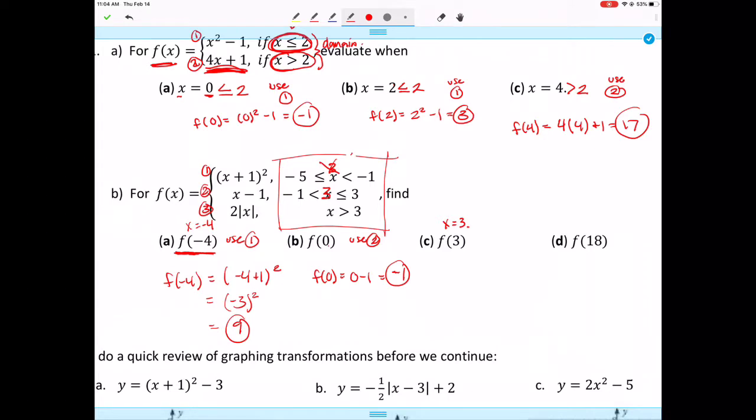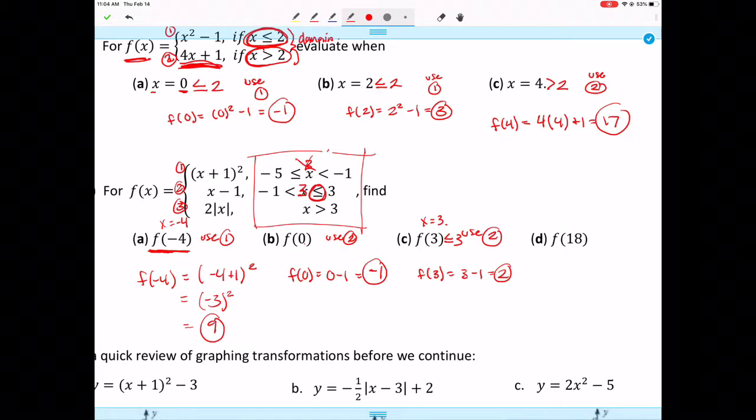Well, you would say maybe, but we'll look at this and it says x is less than or equal to 3. And 3 is equal to 3, so we would choose 2 again. All right? Because 3 is less than or equal to 3. So we'll do f of 3 equals x minus 1, which is 3 minus 1, gives us 2. Okay, last one, f of 18.